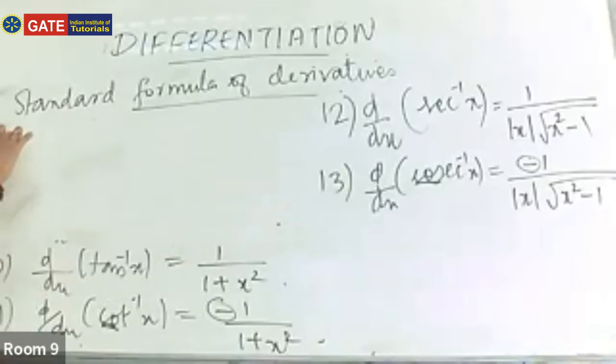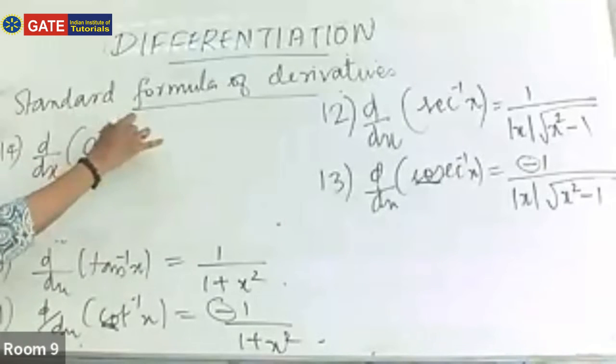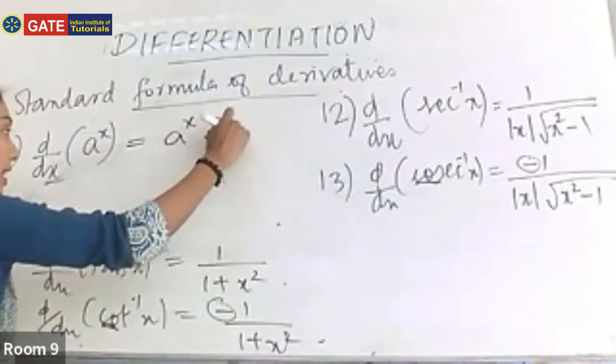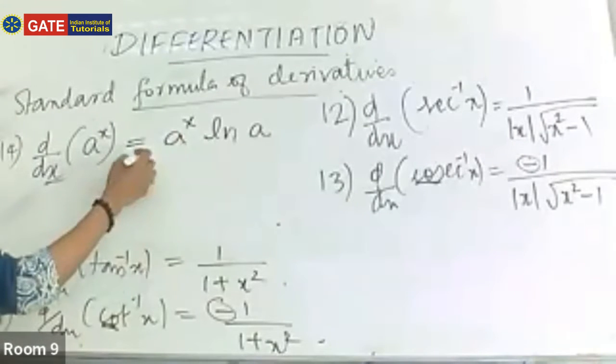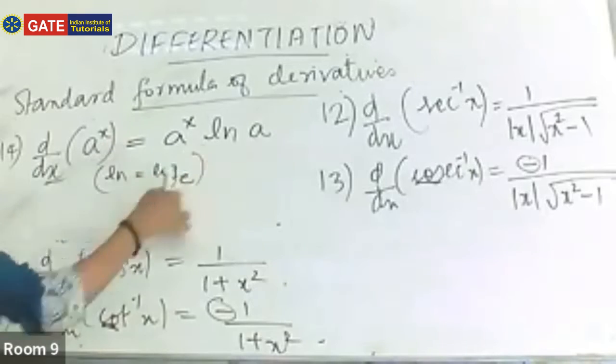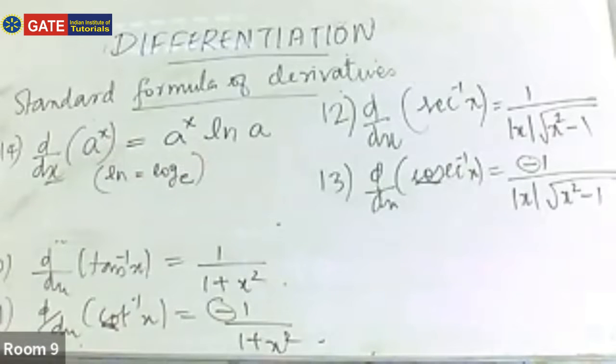Then we had discussed derivative of a to the power x. If some function is like this, here x is the variable with respect to which we are differentiating. That is, with respect to x, we are finding the derivative. So here the derivative is a to the power x ln a. Ln means it is nothing but log to the base e. Exponential e you have heard, base e.